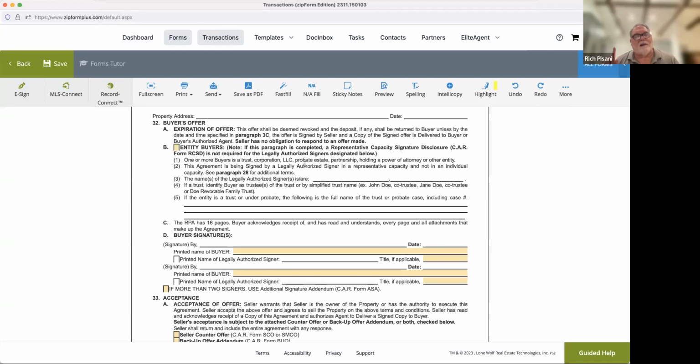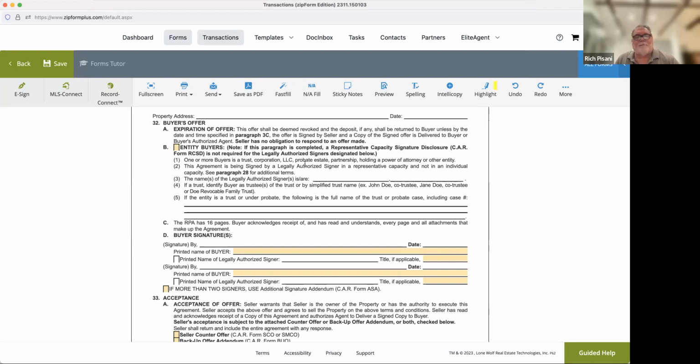So once again, number 3, first you check the box. Number 3, the name of the legally authorized signer. And number 5, the name of the trust, LLC, or probate. So that's how it would be signed.